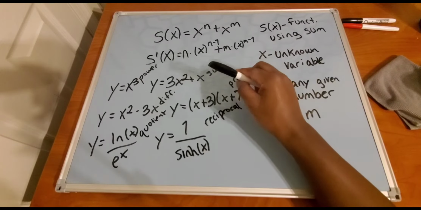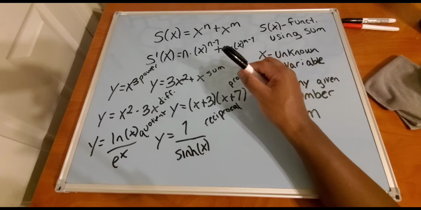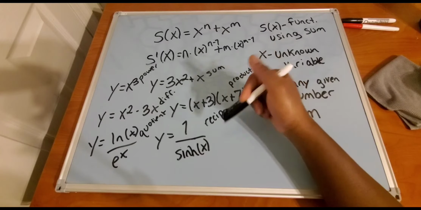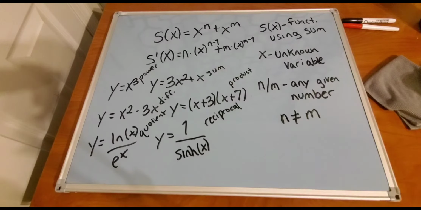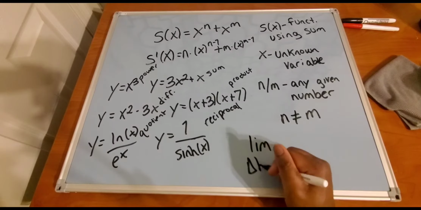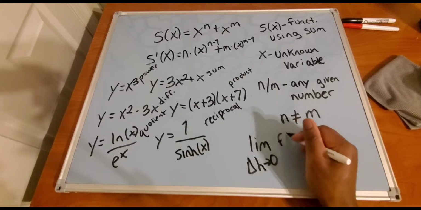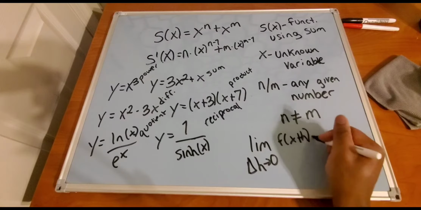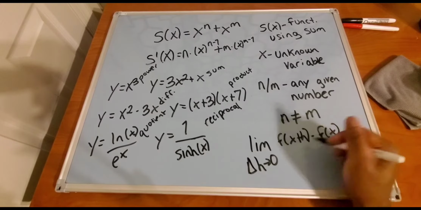So, the sum rule, when I said it completed the series, I really didn't mean it. The only one I haven't done is the definition of a derivative. But it's the limit as delta h approaches 0 of f of x plus h minus f of x over delta h.